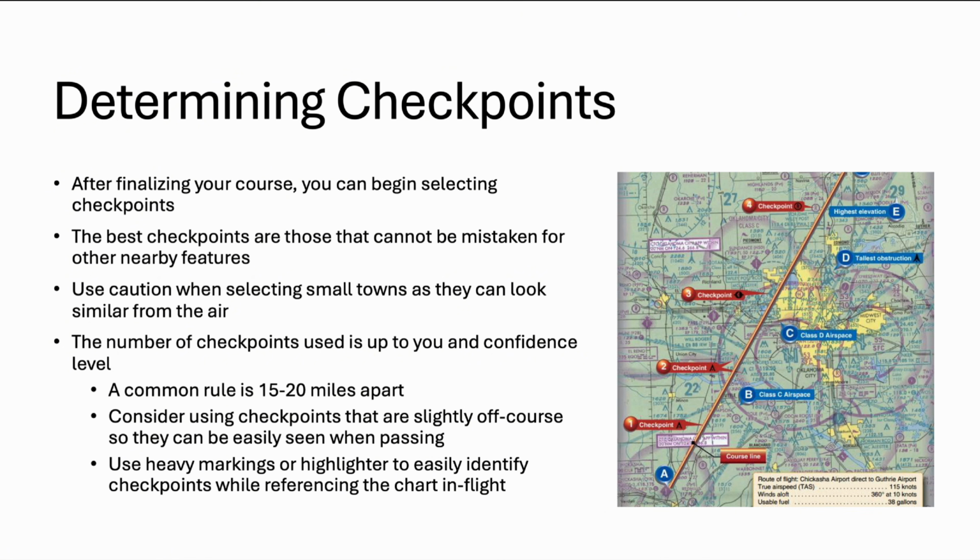When it comes to determining checkpoints, a good rule of thumb is to place checkpoints about 15 to 20 nautical miles apart, and that will guarantee that you stay on track. If you pick points that are 50 or 100 miles apart, it's really easy to get off track. The closer your points are to one another, the easier it is to stay on track and make sure that your course is accurate. Also pick points that are, I call them prominent, so easy to see from the airplane. You don't necessarily need to overfly these points. You should be able to see them outside of your window.